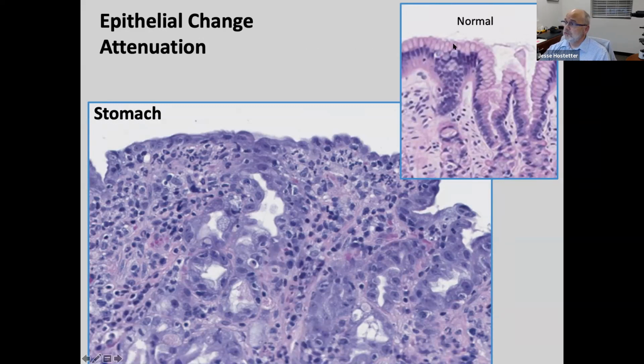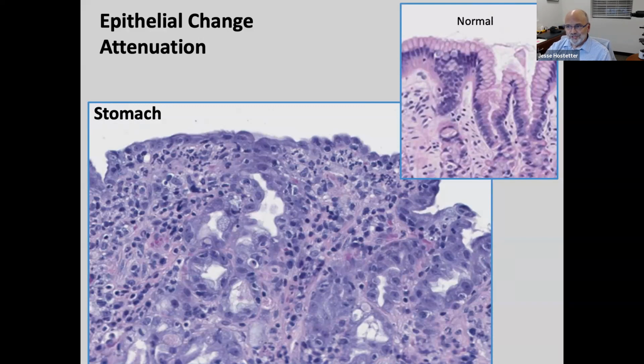I'll draw your attention to normal stomach on this side of the screen, and you see this very well differentiated foveolar epithelium over the surface of the stomach. Compare that to this stomach, and you see that the epithelium is really poorly differentiated. You lose the foveolar differentiation. And these are very short cuboidal cells, and they even get to the point where they're almost becoming squamous. So this is really severely attenuated surface epithelium.